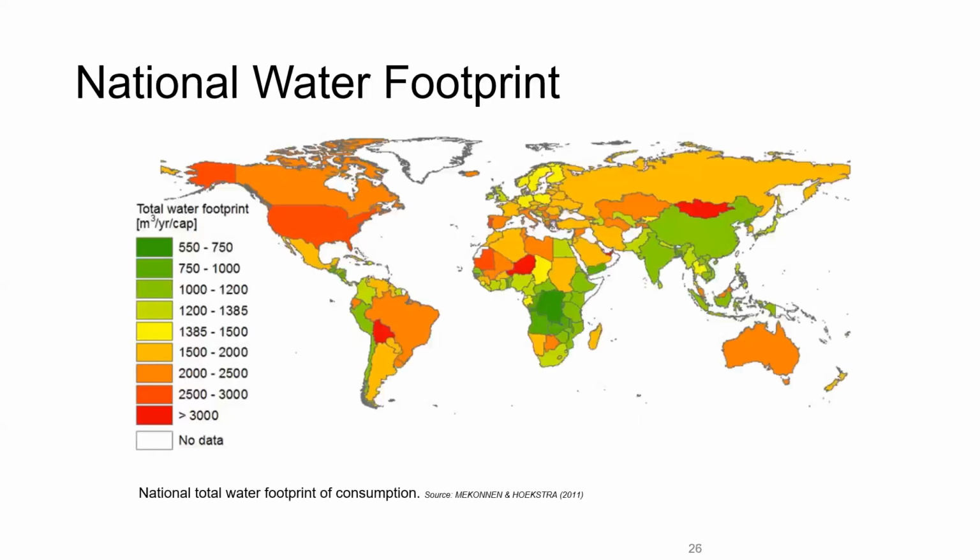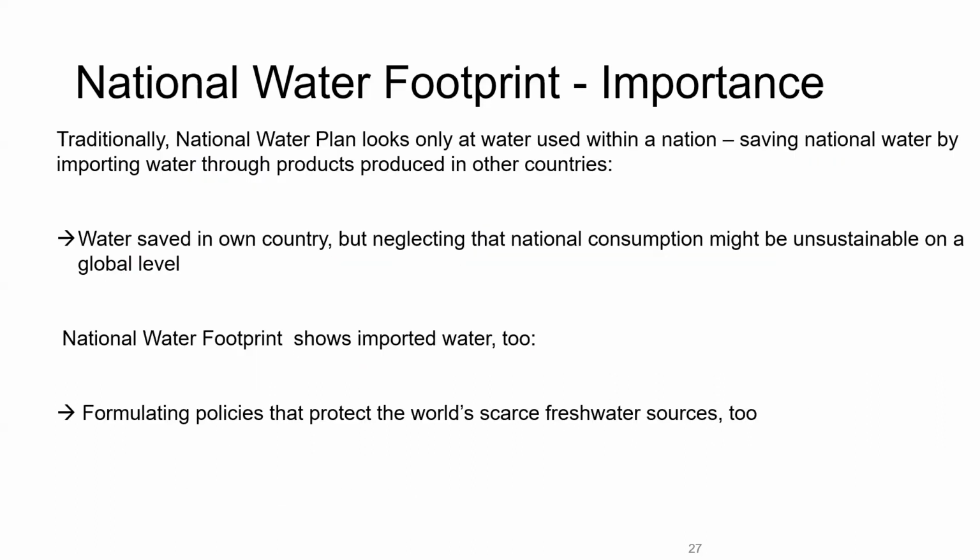It is for the nation, for the country, for all the countries. But we should calculate. We are going to calculate for one industry only. So, what is the importance at national level? Because national water plants are there, and CGWA, CGWB is working on that, and water saved in our country, but neglecting that national consumption might be unsustainable on a global level, because aquifers are shrinking.